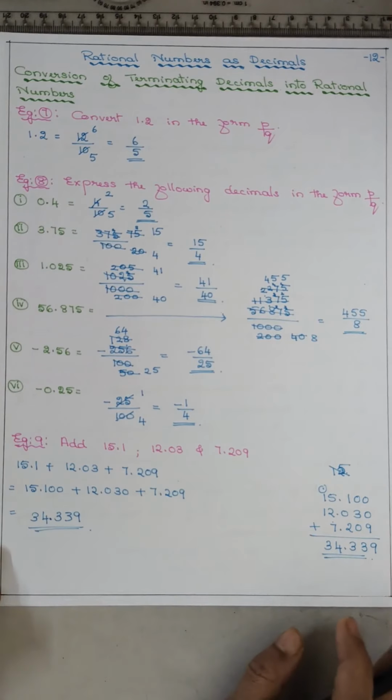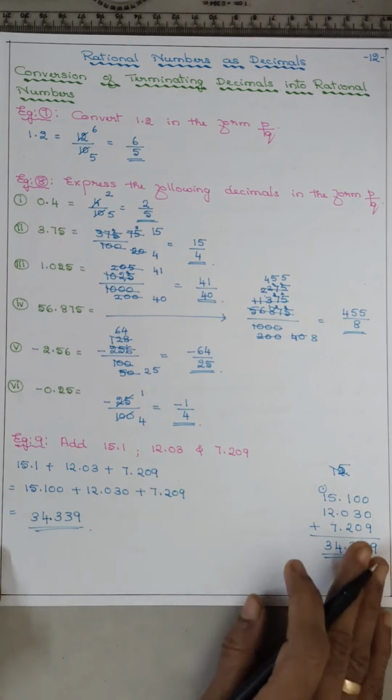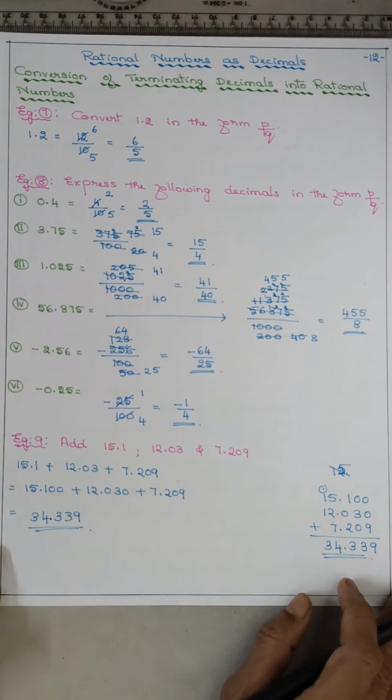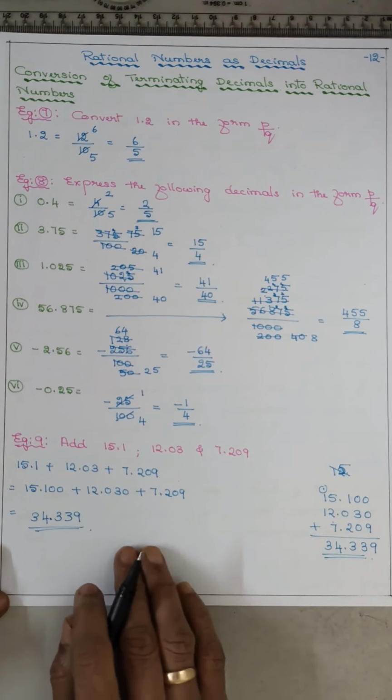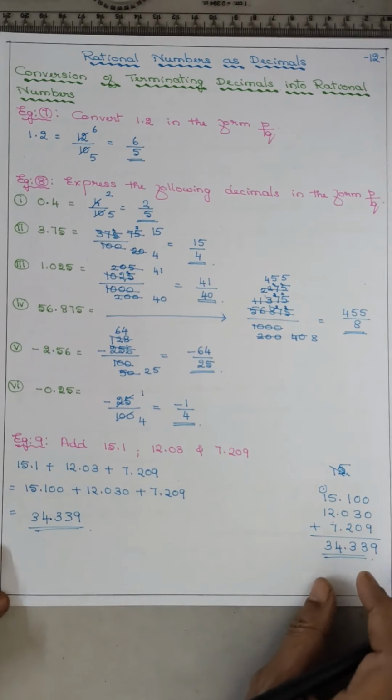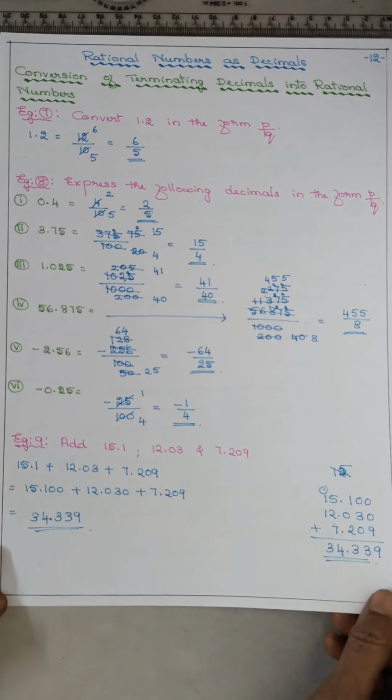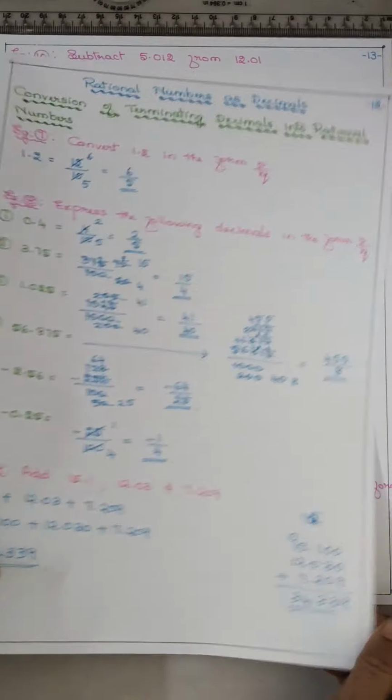The answer is the same. This is the horizontal method, this is the vertical method. So from here onwards, be confident of the horizontal method. Okay, that is example 9.